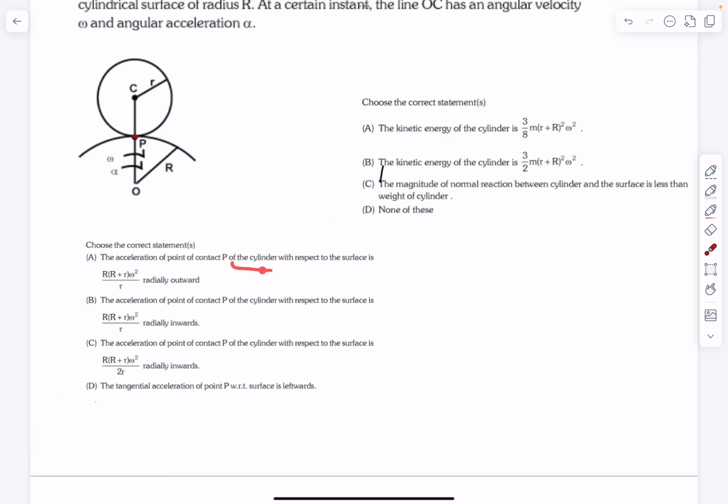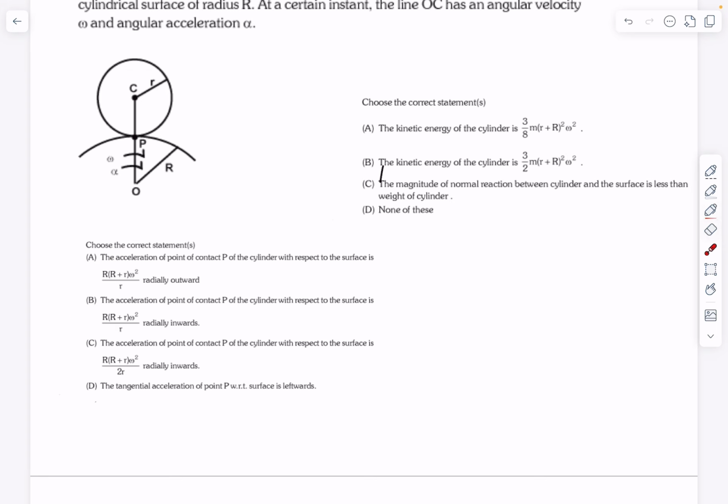point of the cylinder. So this is not the point on the ground. This is the point on the cylinder, which is at its base. So we want to figure out its acceleration with respect to the surface. With respect to the surface just means with respect to the ground frame, right? So basically we have to find the ground frame acceleration of the bottommost point of the cylinder. So that is what these three questions are asking us.